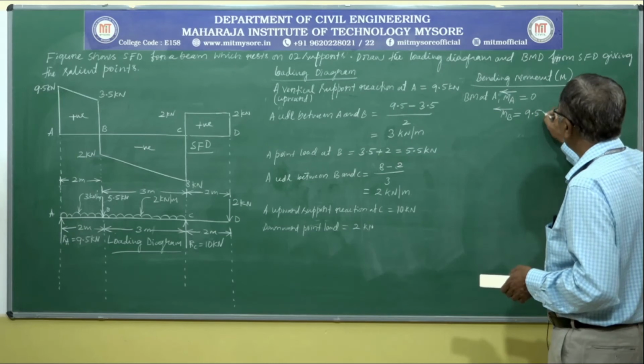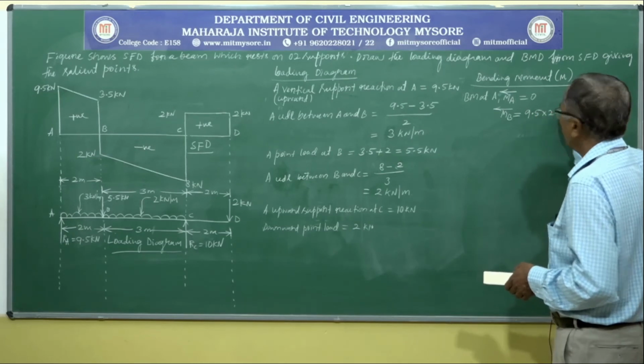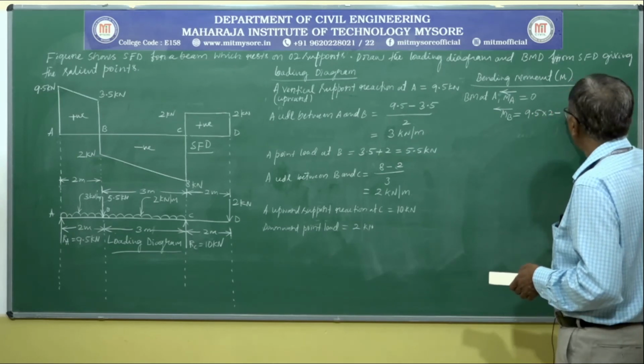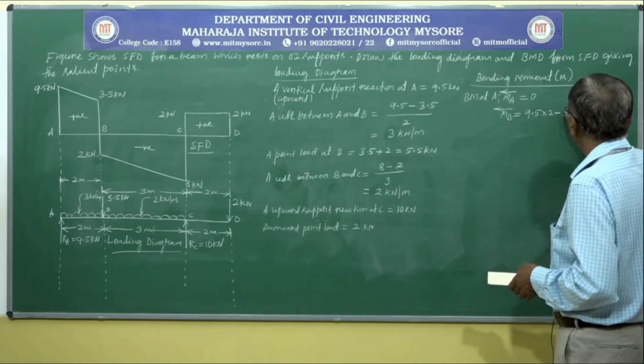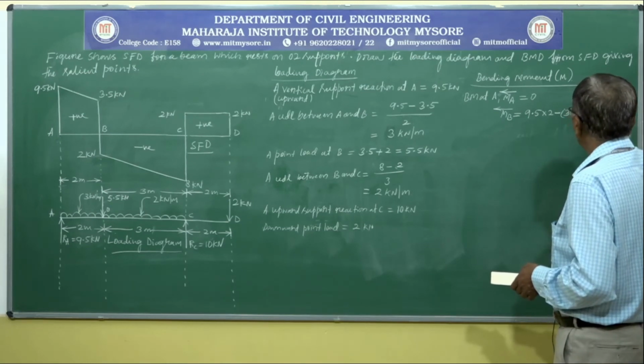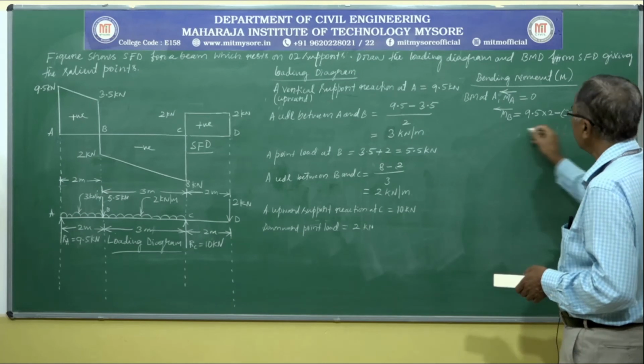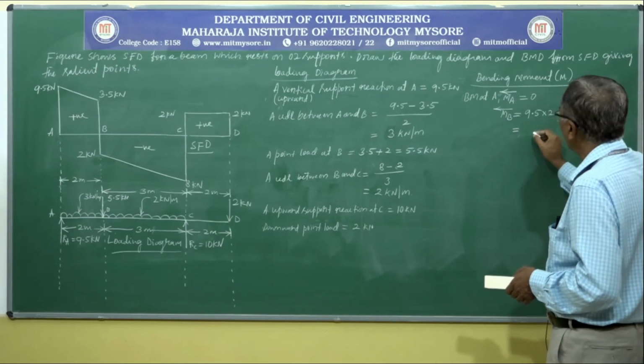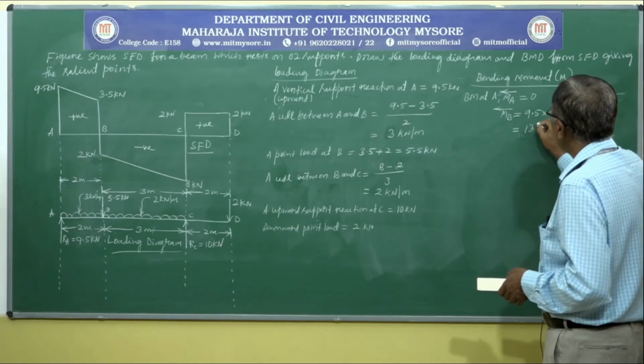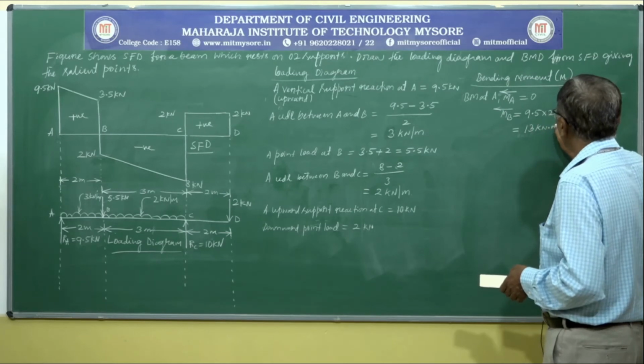9.5 into 2 minus 3 into 2 into 2 by 2, point load and its distance, that is equal to 13 kilonewton meter.